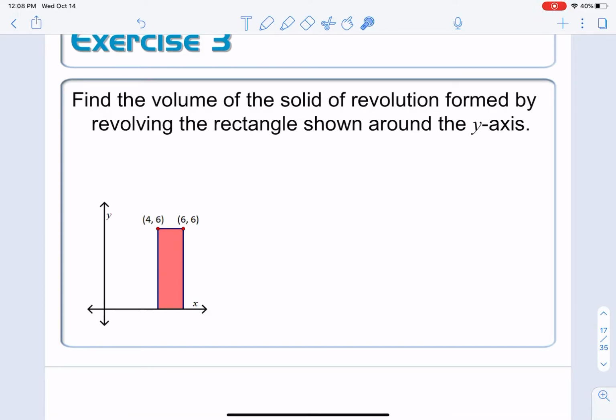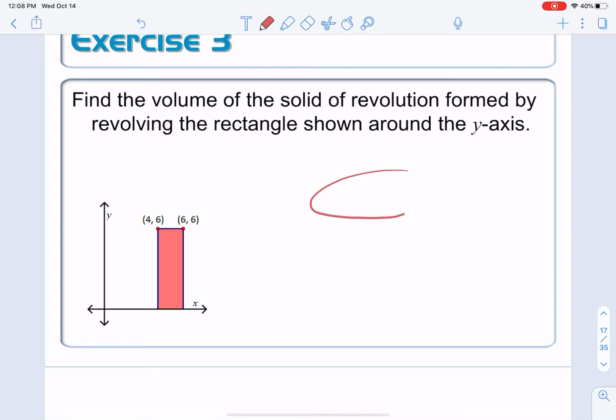Now think about if this whole thing was covered up as this one large rectangle. Actually, what would it be? A 6 by 6 would be a square. If you rotate that around, it would also make a cylinder. So what we have here is a cylinder with a cylinder hole in it. It's going to be sort of like a roll of paper towels or something like that.